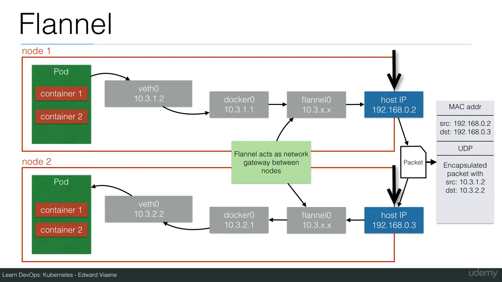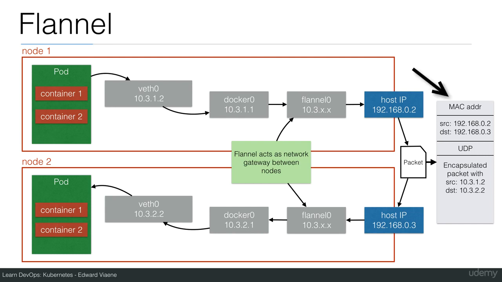So we have two host IP addresses here, 192.168.0.2 and 0.3. And that's how our nodes can communicate with each other. Our pod also needs an IP address, and here we're going to use some virtual IP address that is going to be managed by Flannel. Flannel also uses etcd as a backend to store its networking information in. So 10.3.1.2, the IP address of our pod on node 1, is going to go to docker0, which is the gateway, which is then going to go to Flannel and then to the host IP.